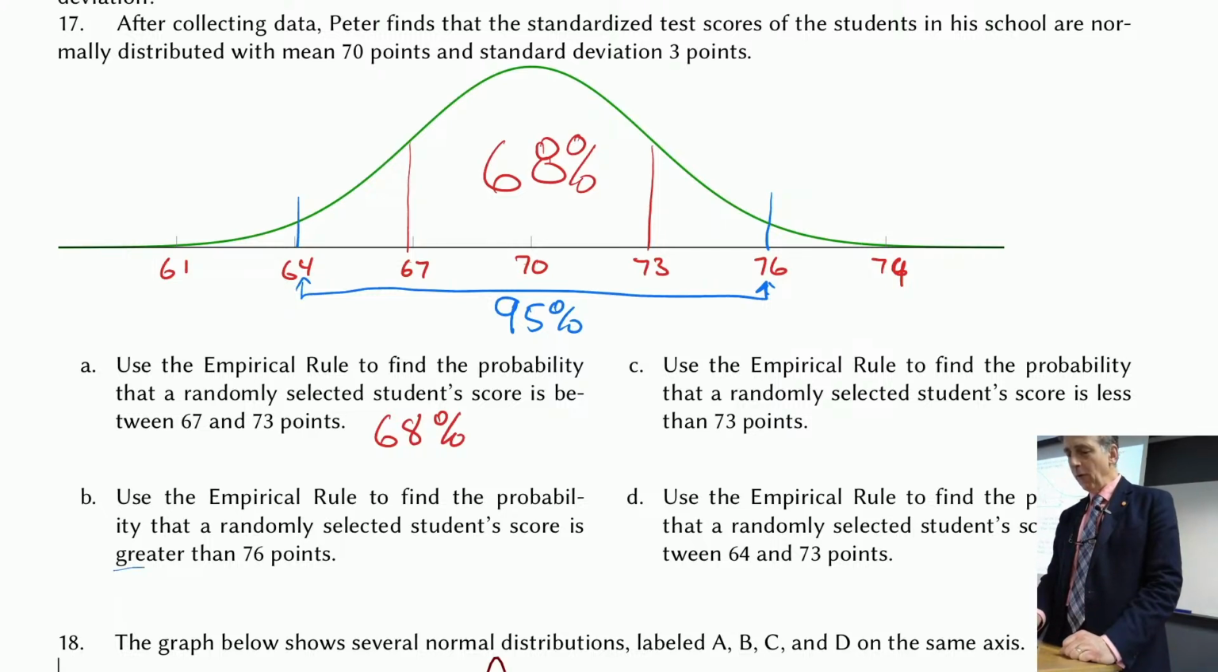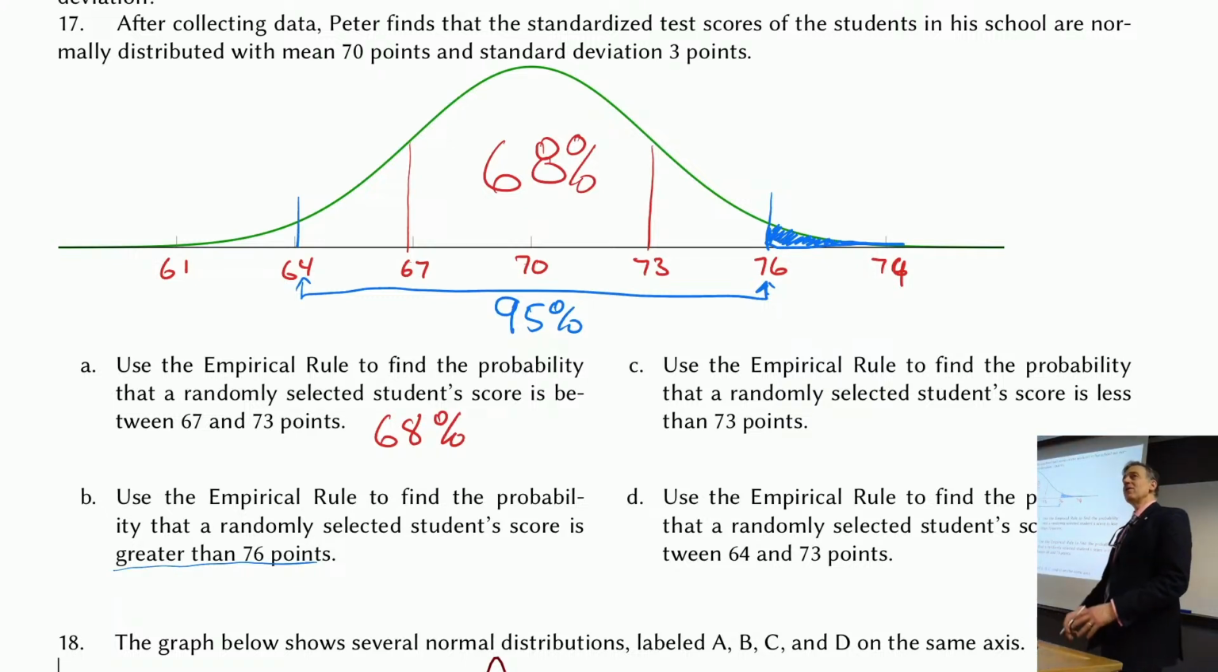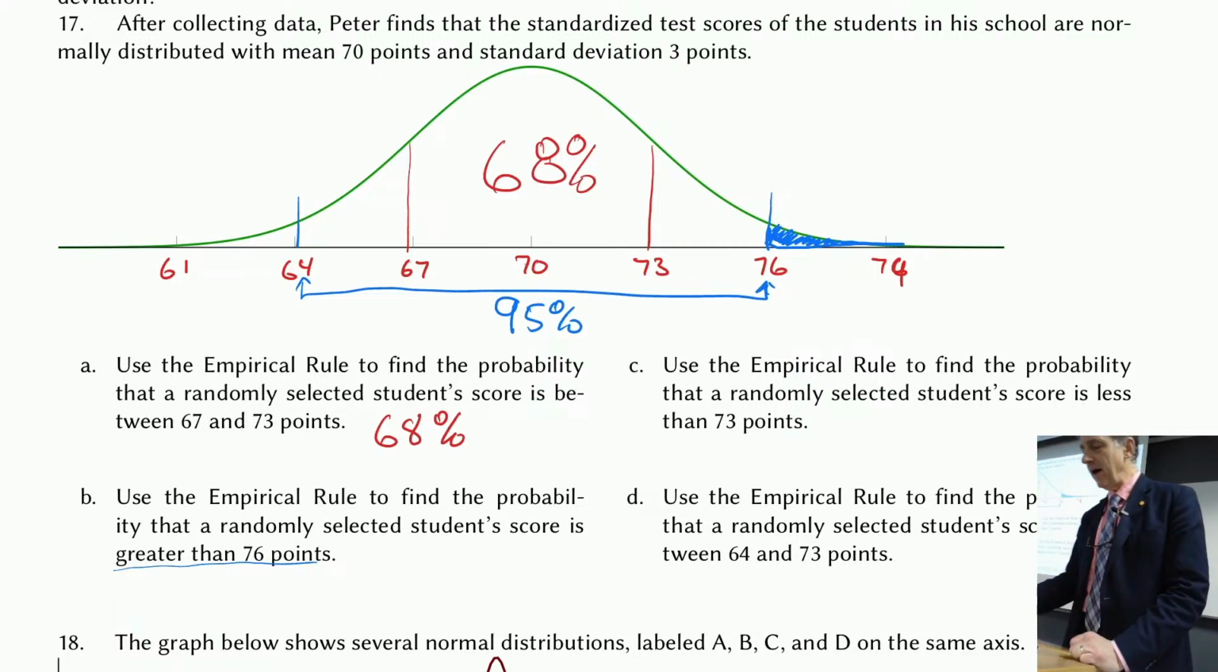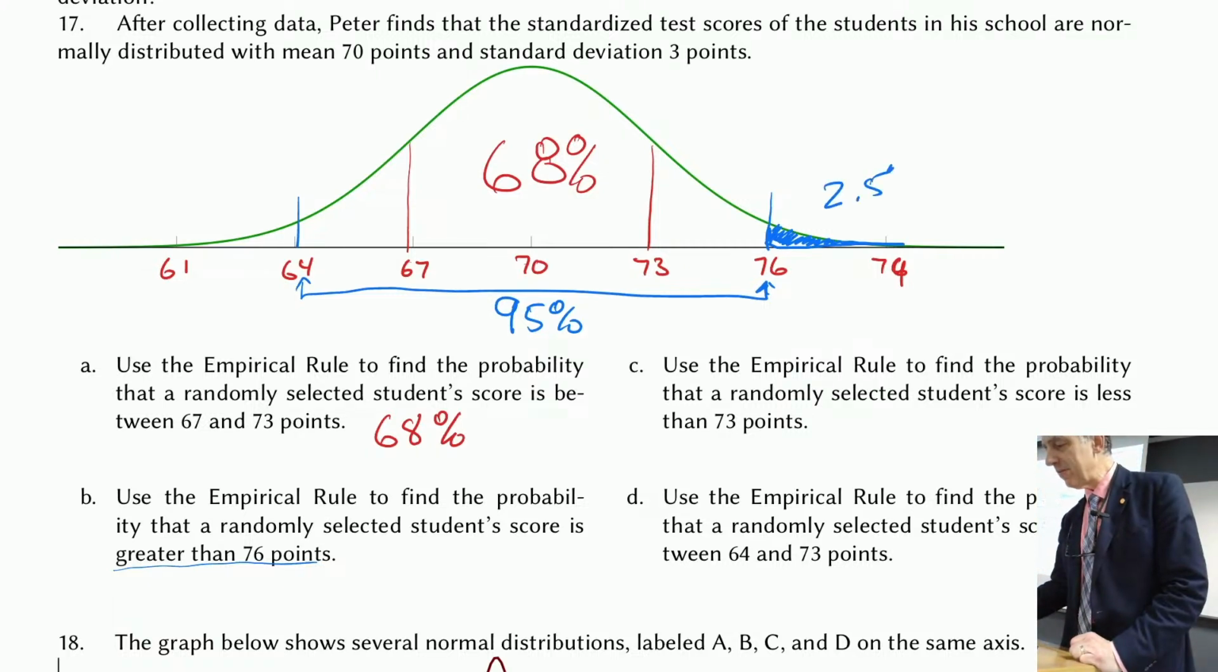And when I say more than or greater than 76, what I'm talking about is this little sliver here. Well, if 5% belongs outside that range, we're going to have to split it up between the left and the right, the low numbers and the high numbers. We'll go with 2.5% for that one.